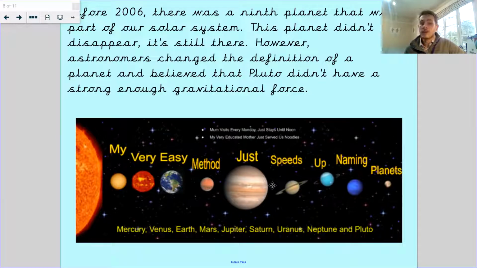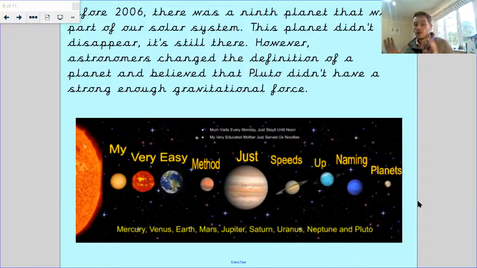And they believe that Pluto didn't have a strong enough gravitational force. So you can see here, there's another mnemonic. My very easy method just speeds up naming planets. And the P for planets was a planet called Pluto. Now, Pluto is still there. It's still in our solar system.